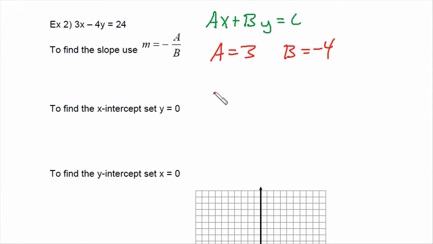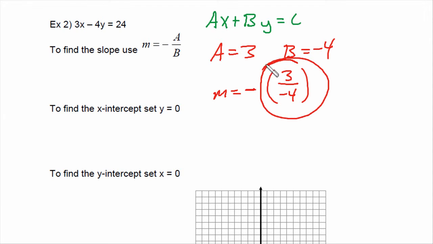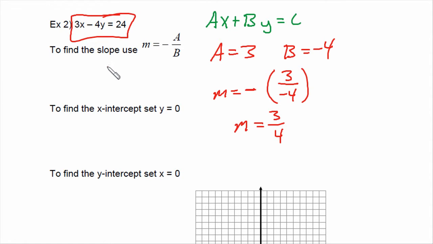So our m is equal to the opposite, or negative, of a over b, so negative 3 over -4. The reason why I have you put this part in parentheses is now you can distribute that negative in. You have one negative times another, so that flips it to positive. So your slope is positive 3/4. So this standard form line has a slope of 3/4.